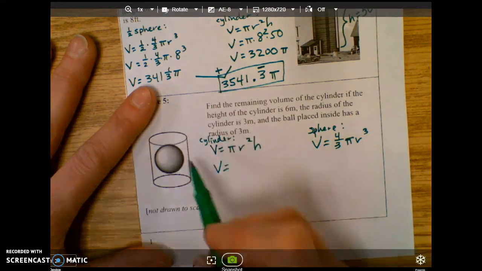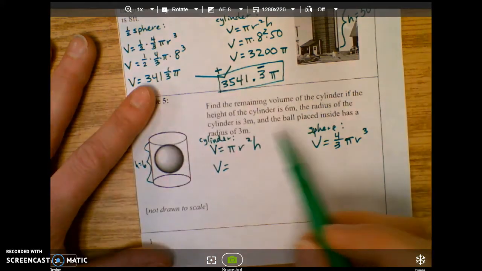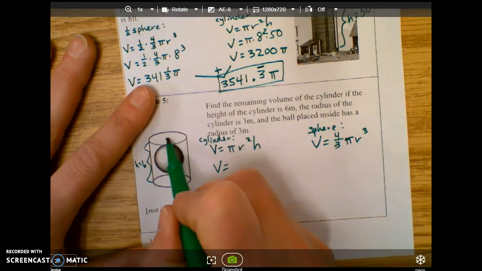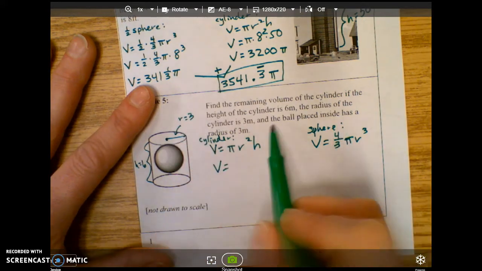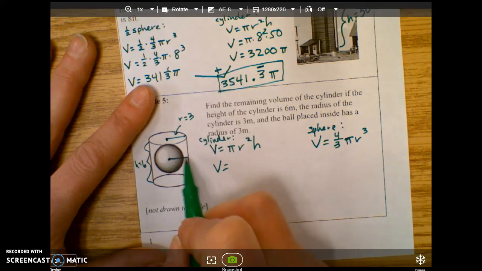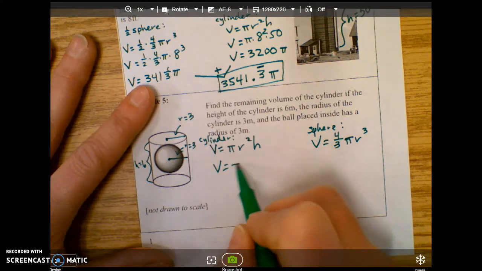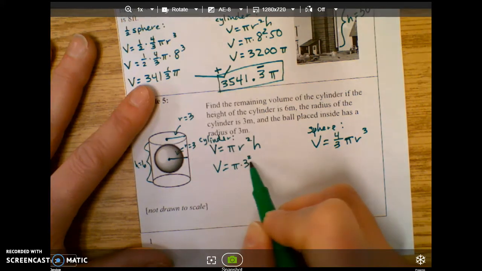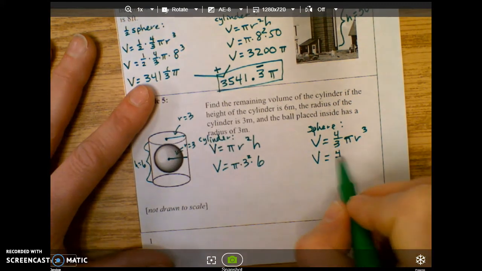They tell us the height of the cylinder is 6. And they tell us the radius of the cylinder is 3. But it doesn't look like it, even though it's supposed to be. The ball placed inside also has a radius of 3, so it's not drawn to scale for sure. So basically, we get to use the same value for our radiuses, and of course the height of the cylinder is the 6 that they gave us.